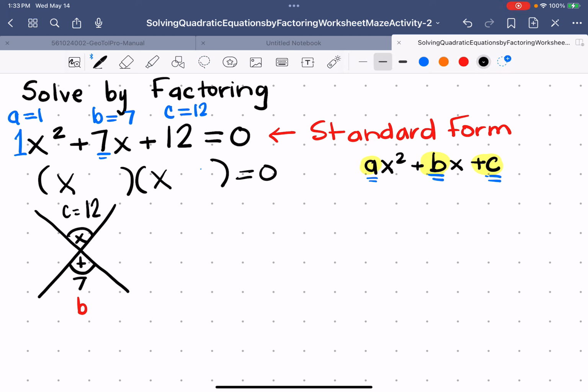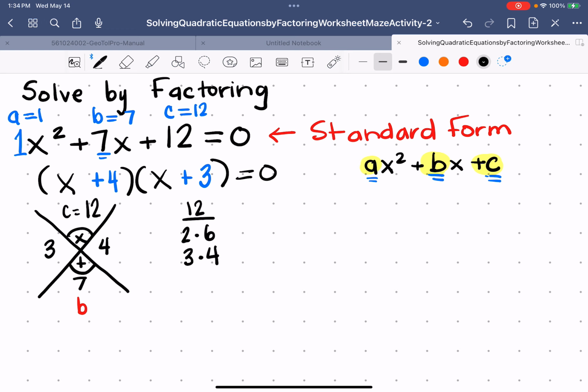So I'm looking for two numbers that when I multiply them I get 12, but when I add them I get 7. Well, I know 2 times 6 gives me 12, but 2 plus 6 is 8, so that's not it. Let's try some more. 3 times 4 is 12, and they do add up to 7, so those are my two numbers. That means those are the two numbers that I can add to x. The order doesn't really matter, by the way. And this is my equation now written in factored form.